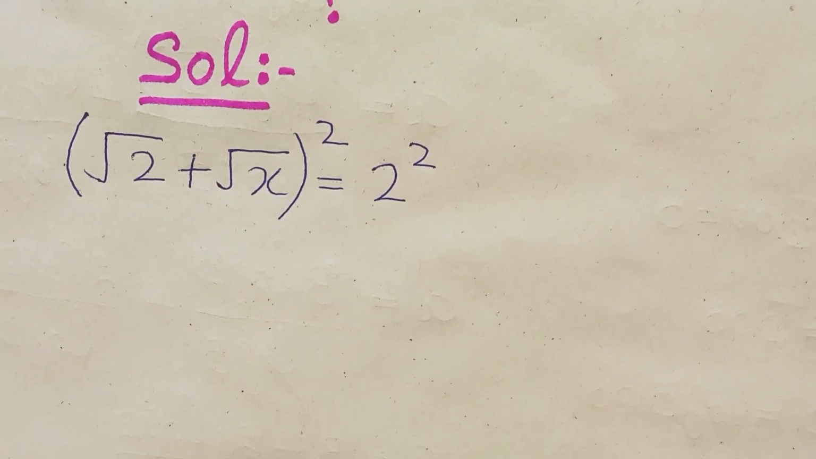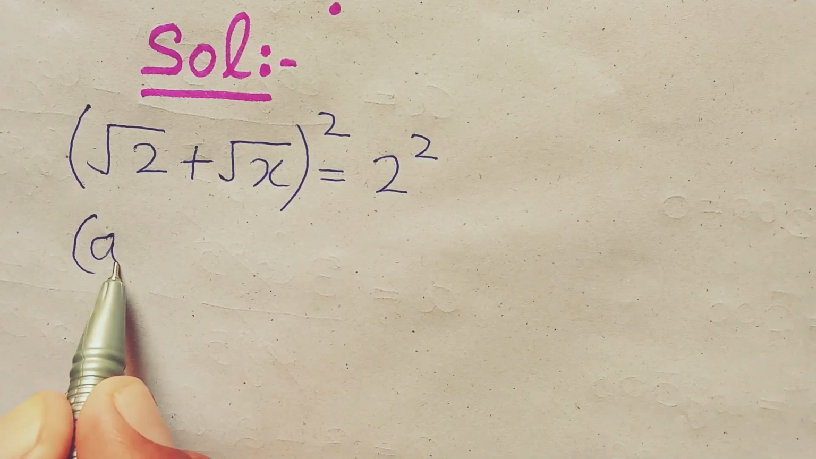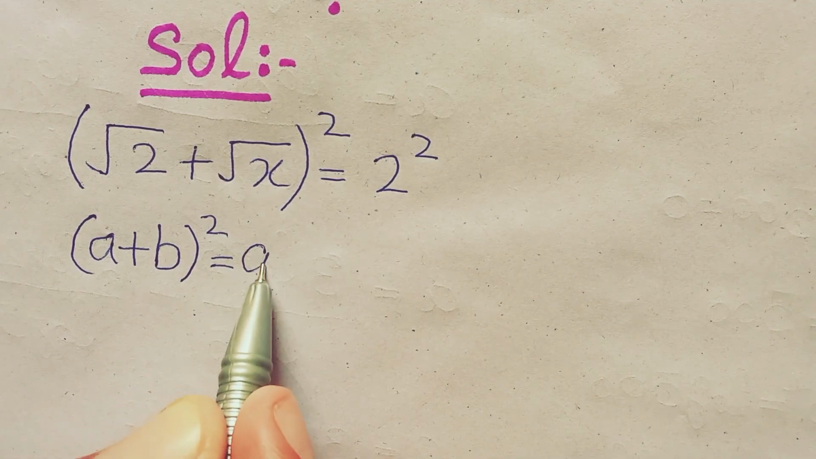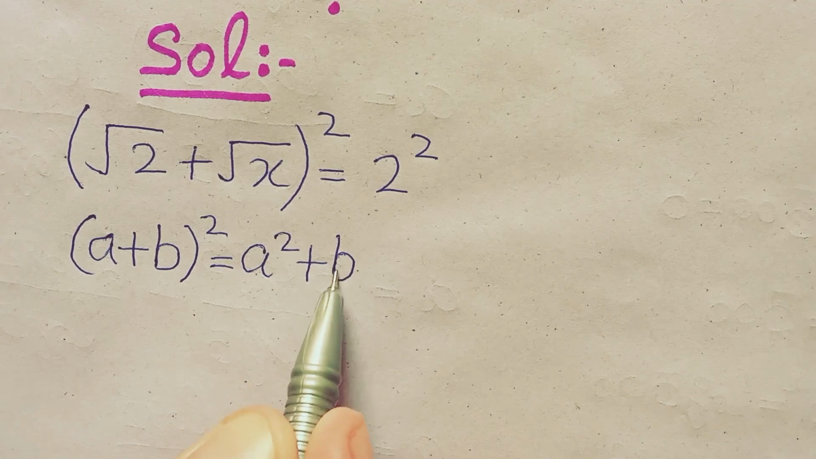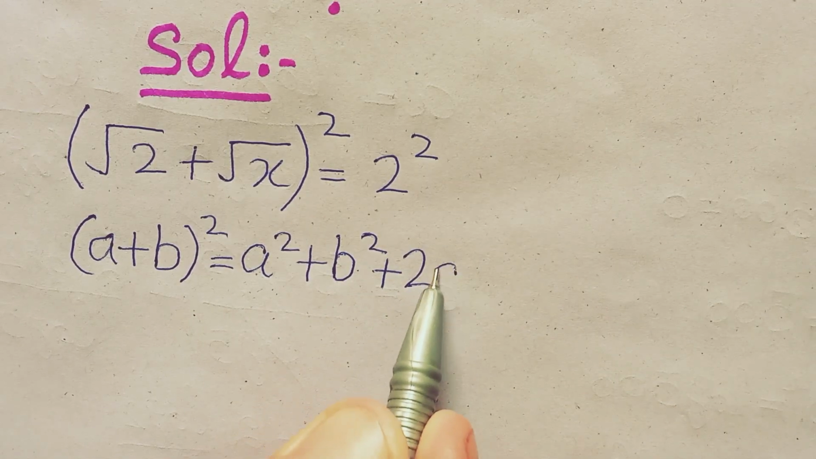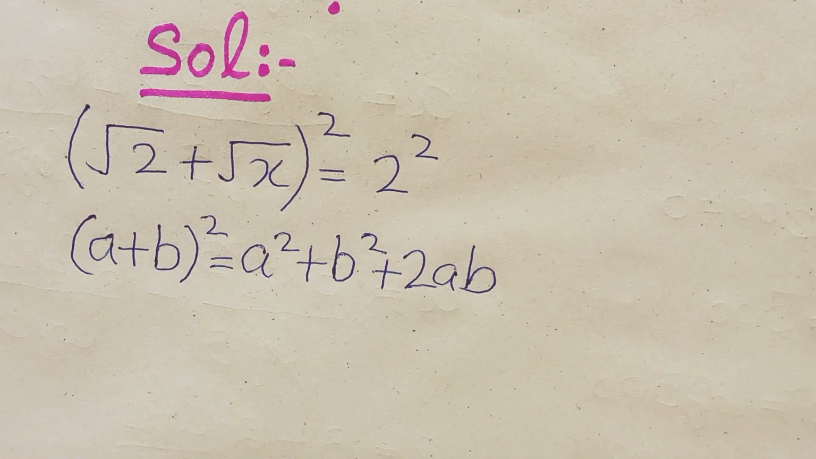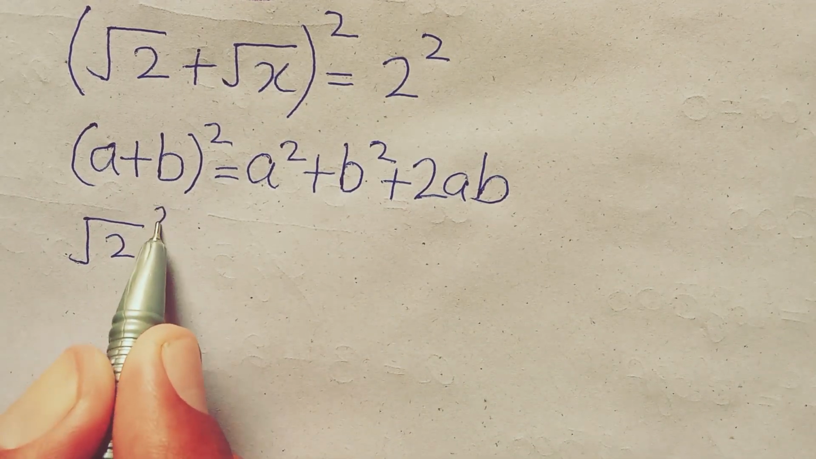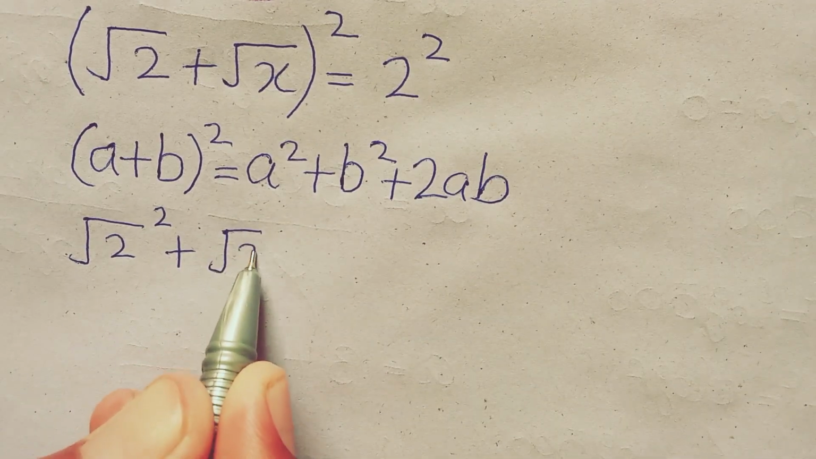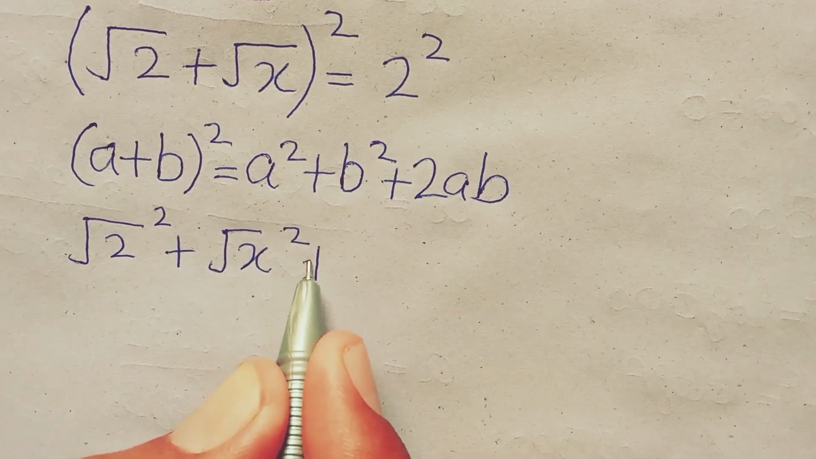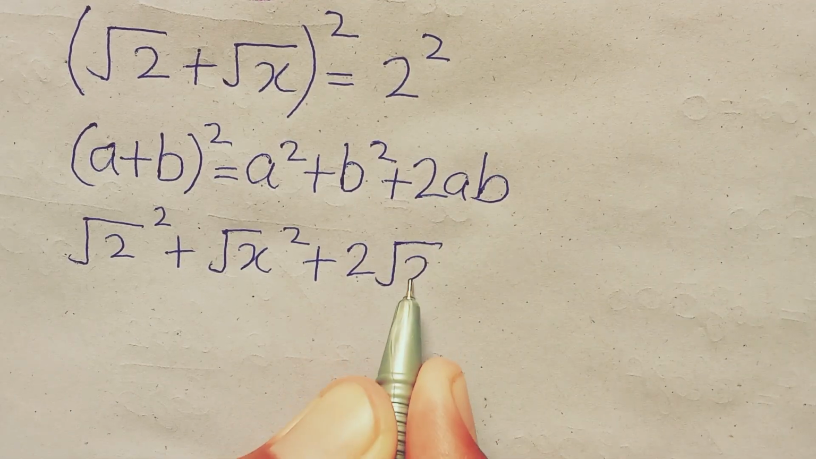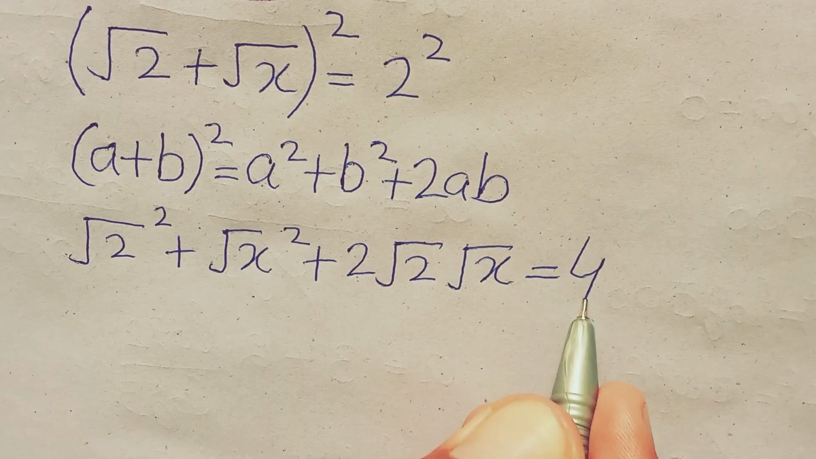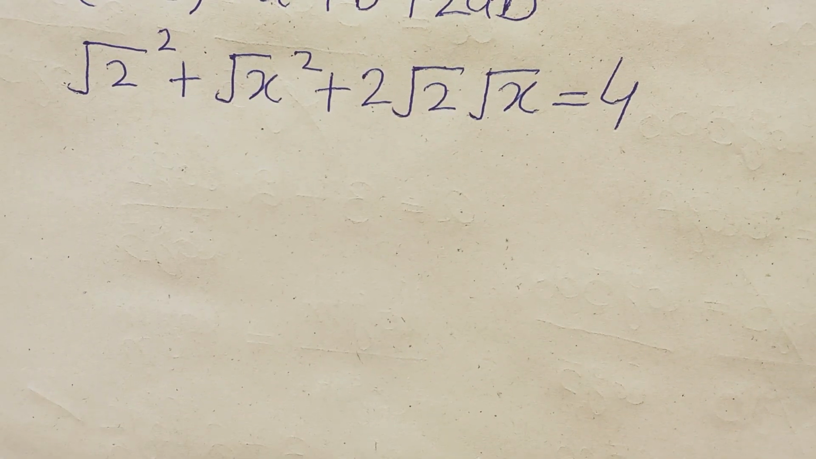Now, according to this formula, (a plus b) whole to the power of 2 is equal to a square plus b square plus 2ab. We can apply this formula on the left hand side. So square root of 2 square plus square root of x square plus 2 into square root of 2 into square root of x is equal to 2 to the power of 2, which is equal to 4.